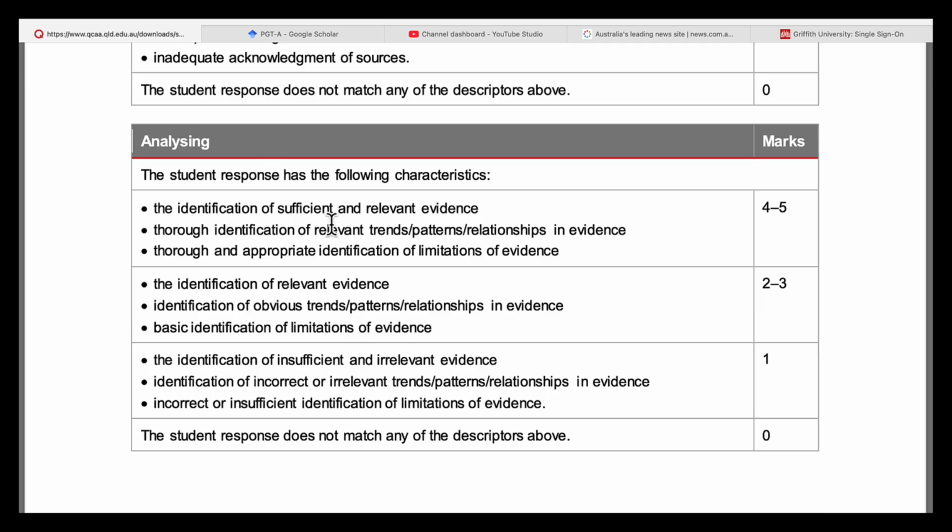Okay, the next thing we need to do is ensure there's thorough identification of relevant trends, patterns, relationships in the evidence. So thorough, that's the word you've got to keep coming back to. Thorough. And the last thing is you need to also look at thorough and appropriate identification of limitations of the evidence. We're going to talk about that in a little bit, but limitations in terms of what are the limitations of this study that limit your ability to answer your research question.